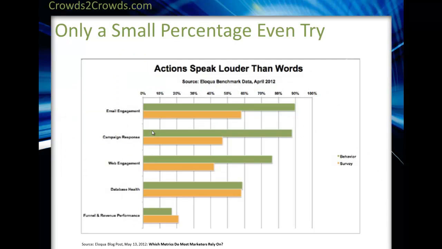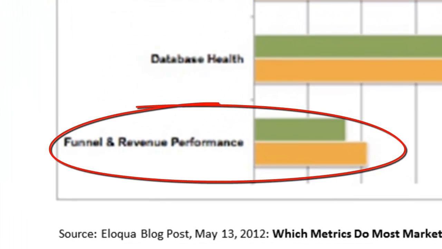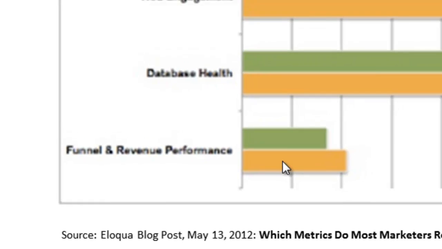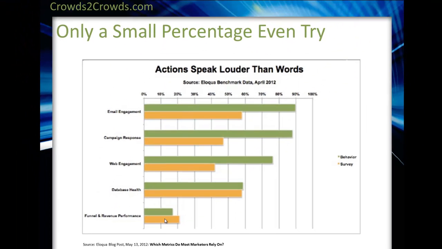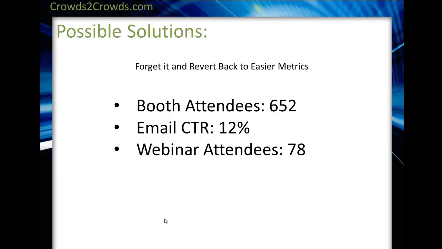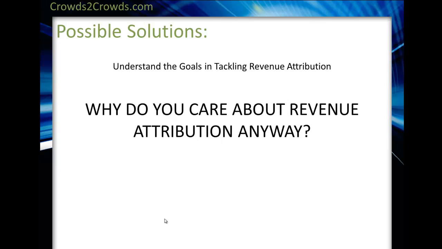Based on a very recent survey by Eloqua, the reality is that only a small percentage are even trying. You see down here, revenue performance. This is one of the fewest reports that people look at. So this is tough, right? This is very, very tough. There's no question about it. So you could hire a witch doctor. That might work. You could actually just say forget the whole thing and revert back to standard metrics. Or we can try and understand the goals in tracking revenue attribution and go from there. So let's proceed based on this possibility.